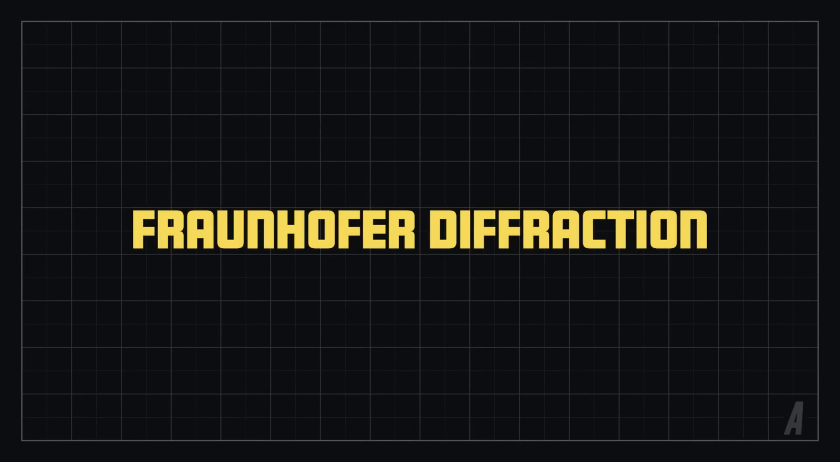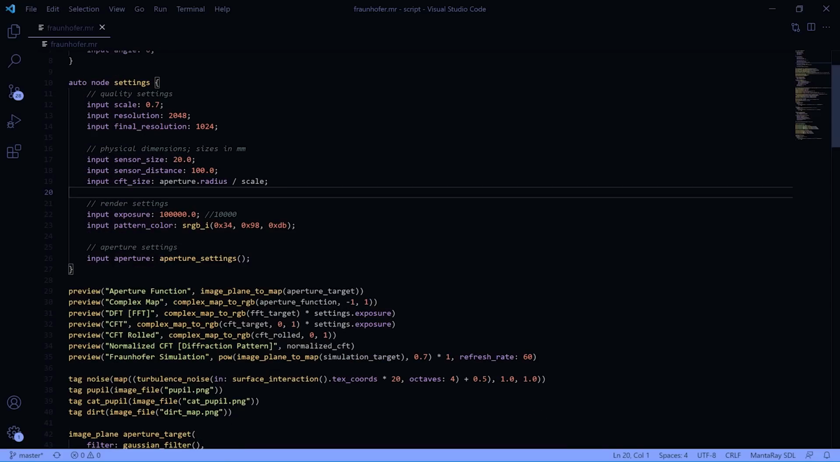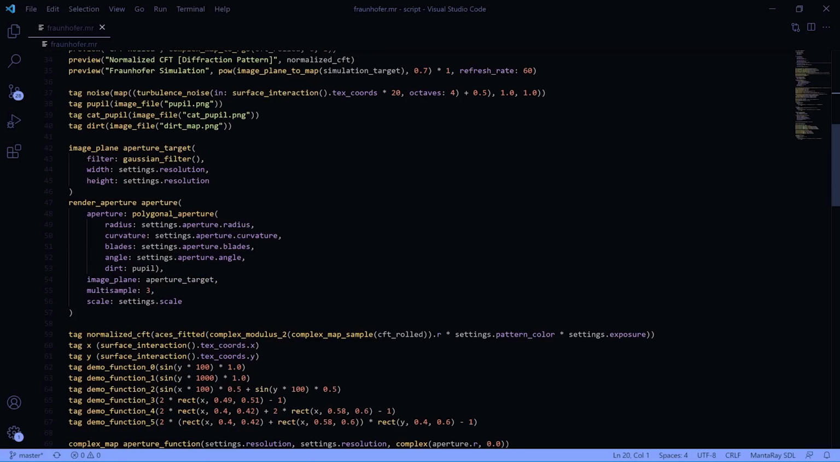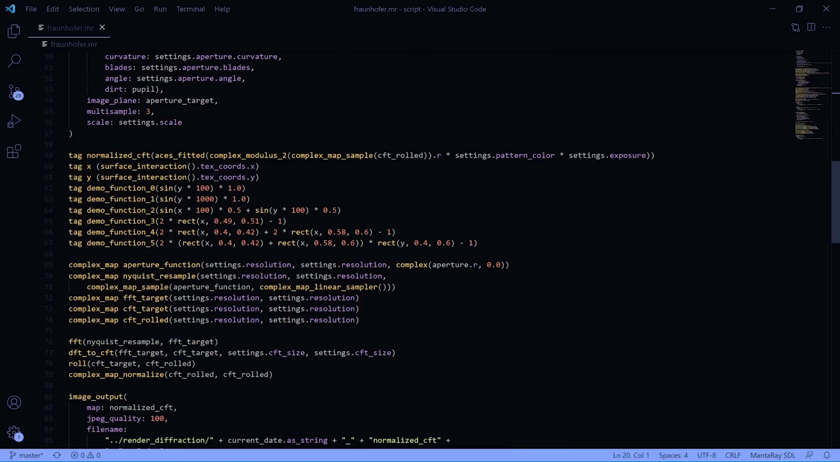If anyone is interested in learning more about this phenomenon, it's called Fraunhofer diffraction. It doesn't account for all diffraction effects, but it's the one that we usually notice and probably the most useful for rendering. All of the code for this project is open source, including the scripting language. This is actually the script that I used to generate all of the demos in this video.